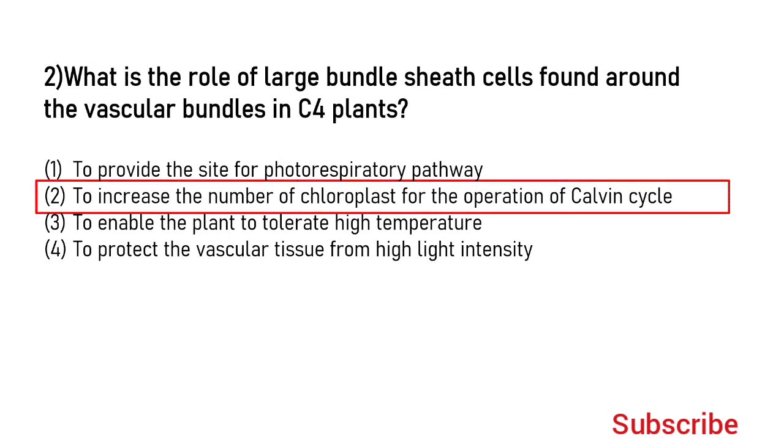So your answer will be second, that is, to increase the number of chloroplasts for the operation of Calvin cycle. See, the large cells around the vascular bundles of C4 plants form the bundle sheath, and these cells have a large number of chloroplasts to perform Calvin cycle.